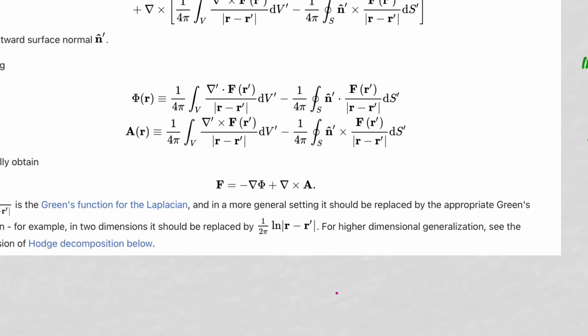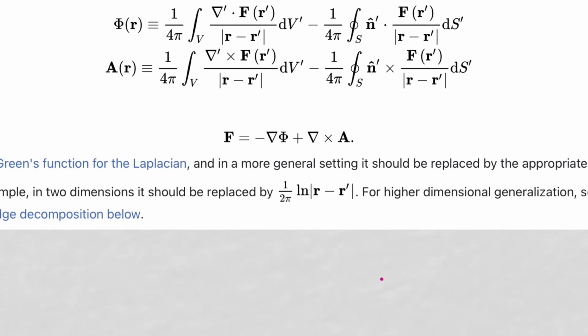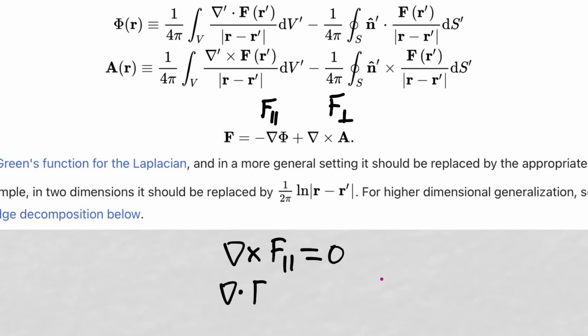The curl-free part is called the longitudinal vector field, and the curl of the longitudinal vector field is zero. The divergence-free part is called the transverse portion of the vector field, and the divergence of the transverse part is equal to zero. And so any vector field that's reasonable can be broken down into these longitudinal and transverse portions.